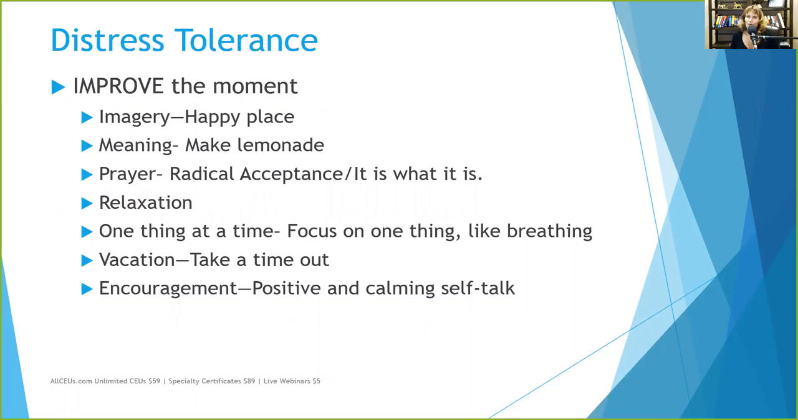Relaxation. Always good to relax. One thing at a time. And this isn't focusing on one problem at a time. This is focusing on something. We're talking about distress tolerance and improving the moment. So focus on one thing, like your breathing. Get your breathing calmed down.